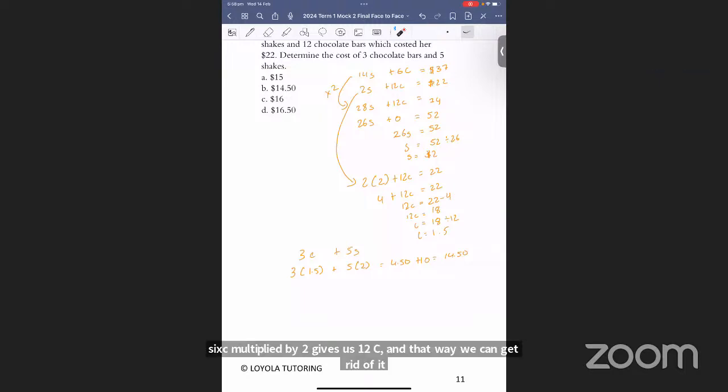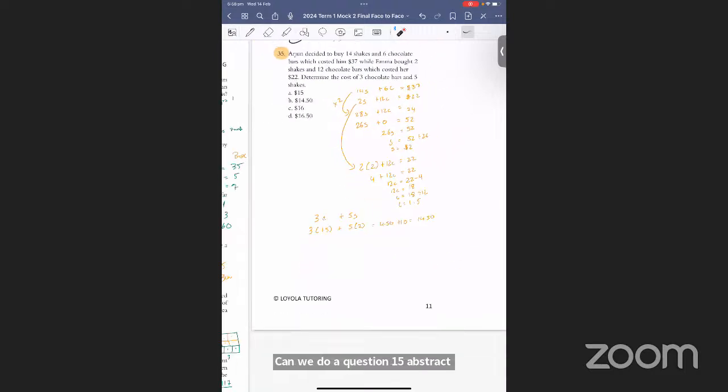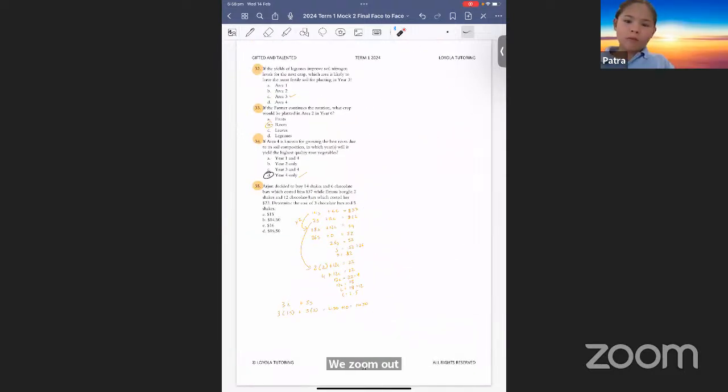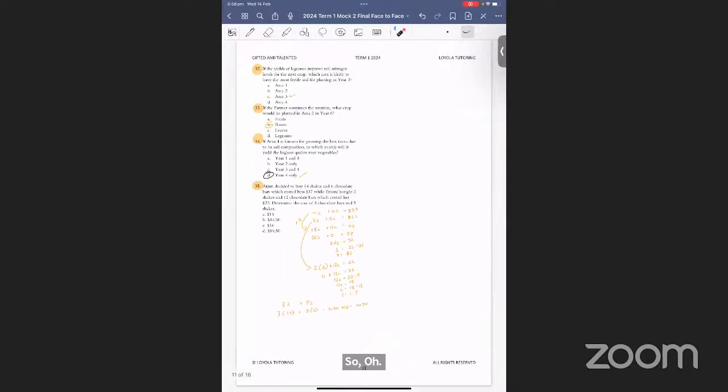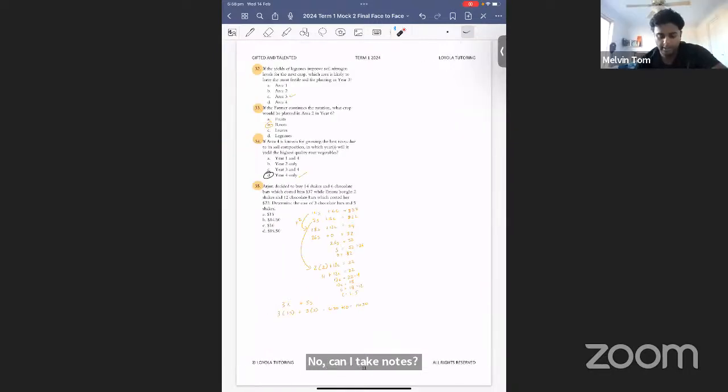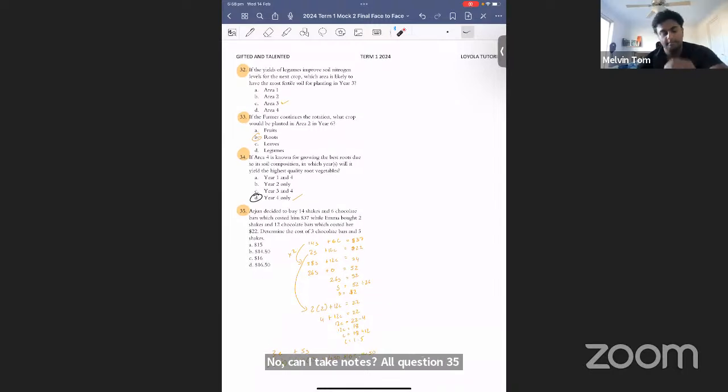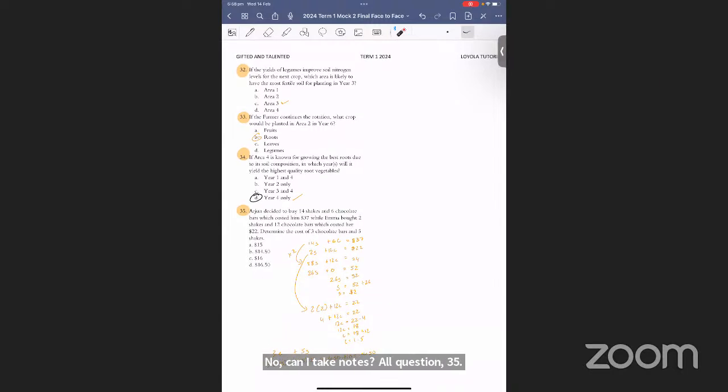Okay. Can we do question 15 abstract? Can you zoom out? Melvin, can I take notes? Of course you can. Question 35? Yeah. Melvin, could you scroll back to question 11 because I didn't finish taking the notes for that one.